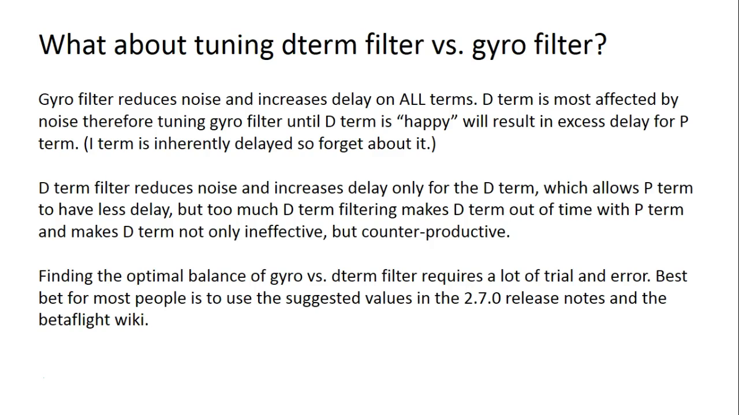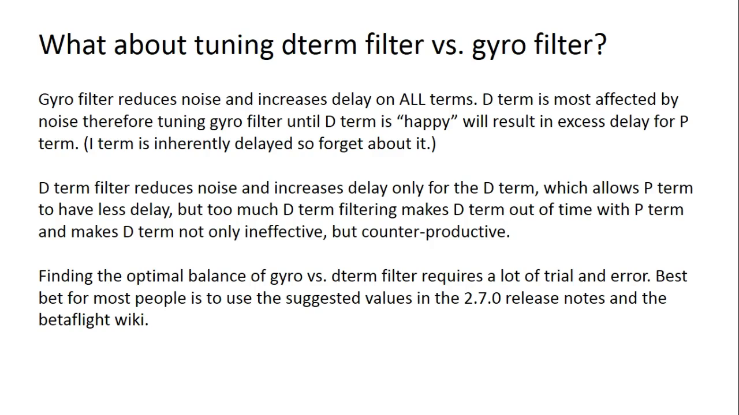It's there and we want to use it. Remember that the D term can tolerate a little bit of delay relative to the P term without getting bad flight characteristics. It's only when there's excess delay of the D term relative to the P term that things get bad. And so there's a balance between filtering both the P and the D term with the gyro filter and filtering just the D term with the D term filter, where there's the right amount of both to get a good response for the P term and not too much delay for the D term.